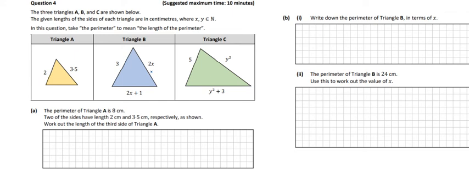Hi folks, so this is question 4. So part A is with perimeter of a triangle. So perimeter, you should remember, you just add up all of the sides to find the perimeter of something. So now the perimeter of triangle A is 8 centimeters.